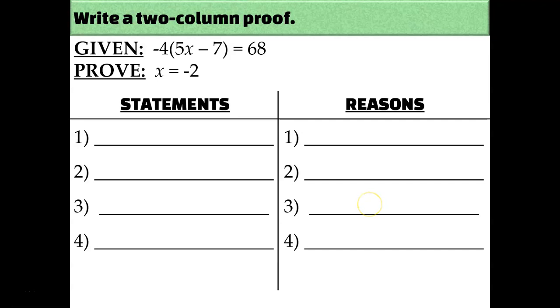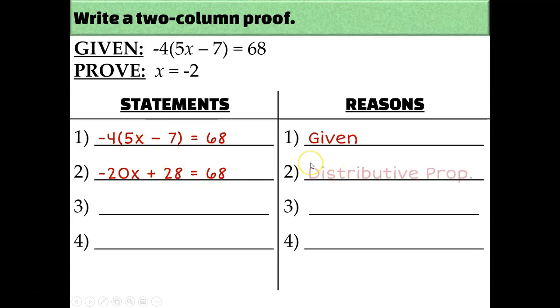Oh, let's try a 4-step proof. First thing to do, of course, is just write down your given. Negative 4 times the quantity 5x minus 7 is equal to 68. The reason is that it was given. So since we have these parentheses this time, the first thing I need to do is distribute. So I have negative 4 times 5x, that's negative 20x. And careful here, it is a negative times a negative, so that's a positive 28 or plus 28. The reason I was able to do that is the distributive property.